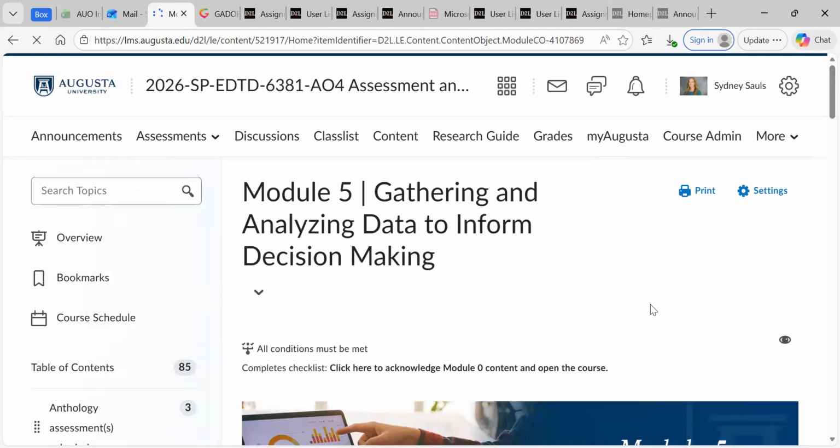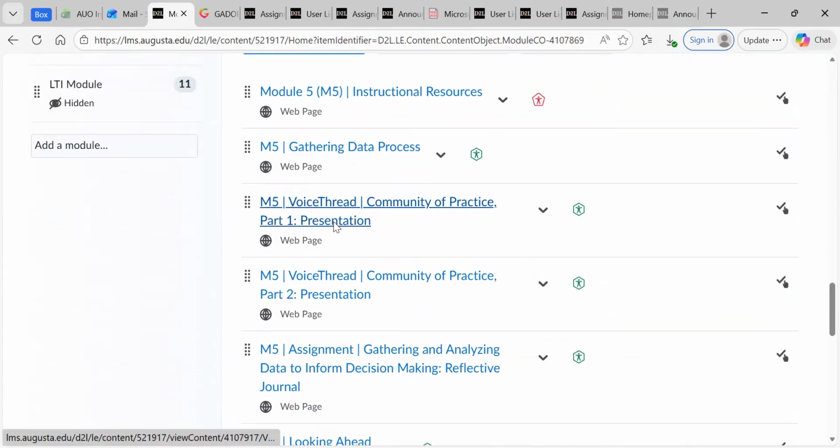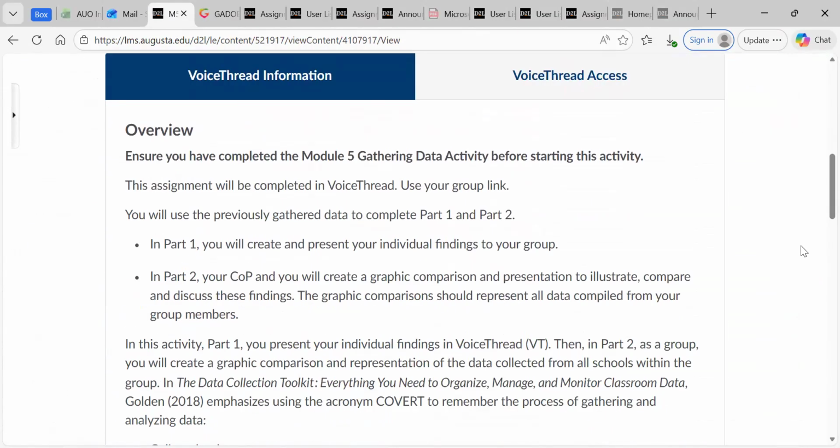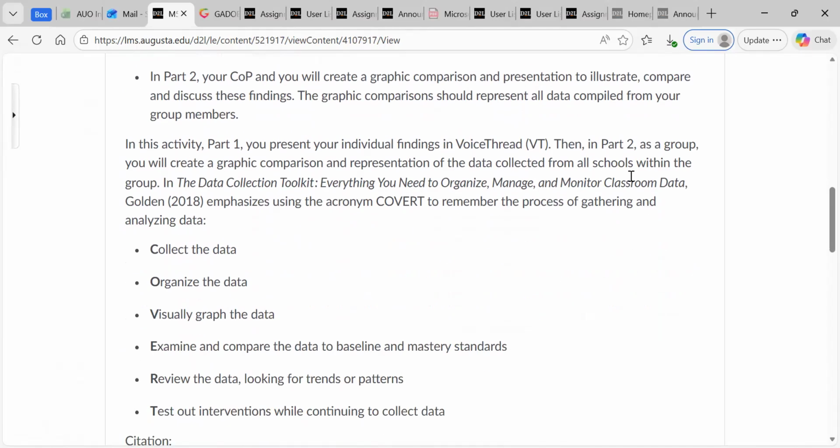All right, so let's look at that part because there's two parts to the assignment for this week. The community of practice part 1 is where you are posting your data to your group. So you're going to create and present your individual findings to your group. We need to have this done by Wednesday so that your group has an opportunity to respond, and you're going to be working together for part 2. So you need to have your individual part done by Wednesday. In part 2, you as a group are going to create a graphic comparison and representation of the data collected from all of your schools.